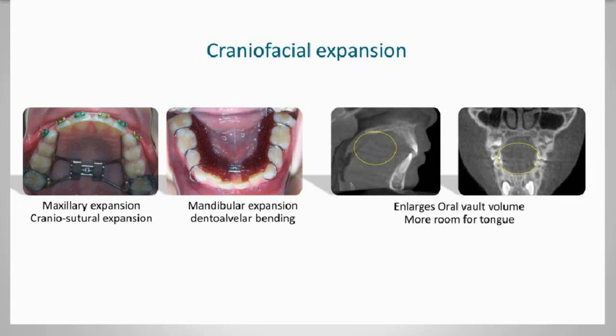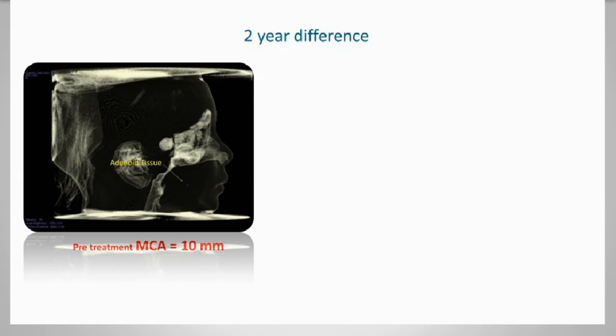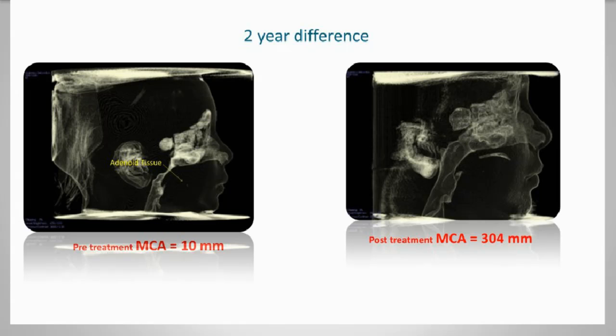So I'll show you here the before and after images of the patients. We scanned the patients 2 years later. The patient was probably 8 years old at the time. Again, you can see the MCA went from 10 to 304.